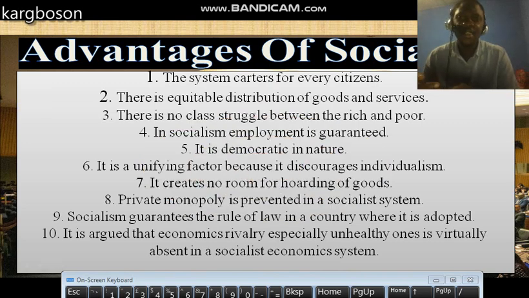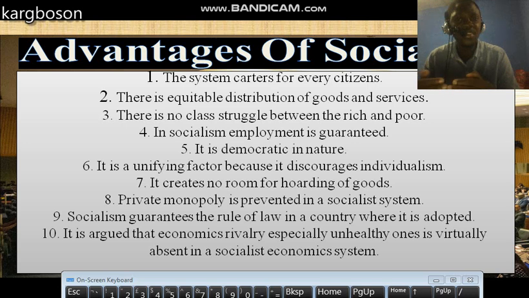So let's look at the advantages of socialism. 1, we say the system caters for every citizen. When you look at capitalism, it is only catering for few people, that is the wealthy people, the capitalists, because these are the people that own the economy and therefore they control the political power. So therefore it caters for few people, the privileged in society. But socialism, this system caters for every citizen. Of course, there is equitable distribution of goods and services. There is also no class struggle between the rich and the poor.